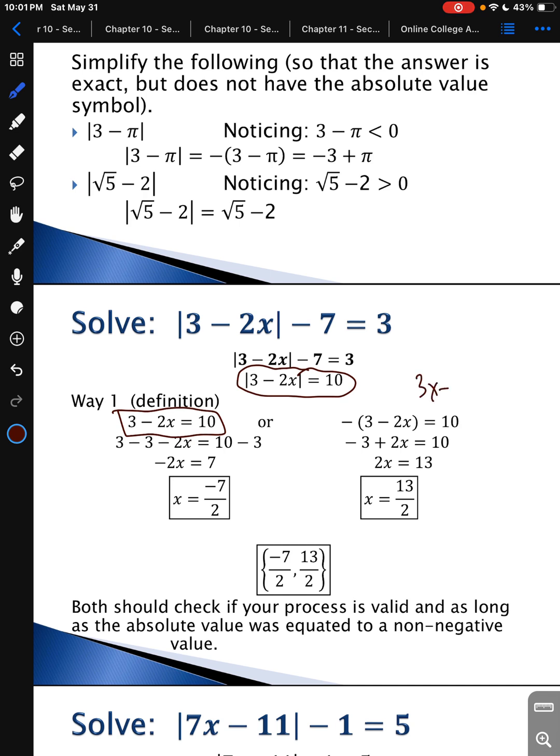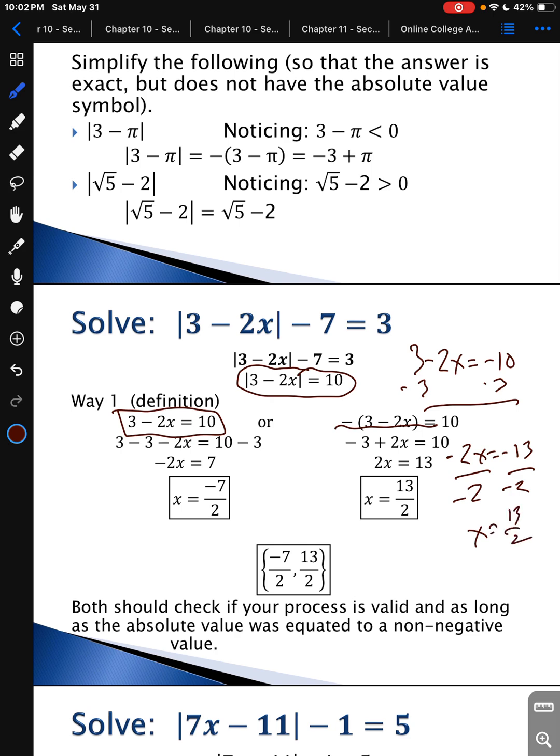Sometimes we write it like this, and I actually prefer just doing this. Instead of making the part inside the absolute value negative, I tend to skip a step and do 3 minus 2x equal to negative 10. So I skip a step here. I do this instead of this step right here. So I wouldn't do this. I would do this, and then I would subtract 3. So I would get negative 2x equals negative 13. Divide by negative 2. So x is 13 over 2. So you get the same answer. And I recommend you check these.